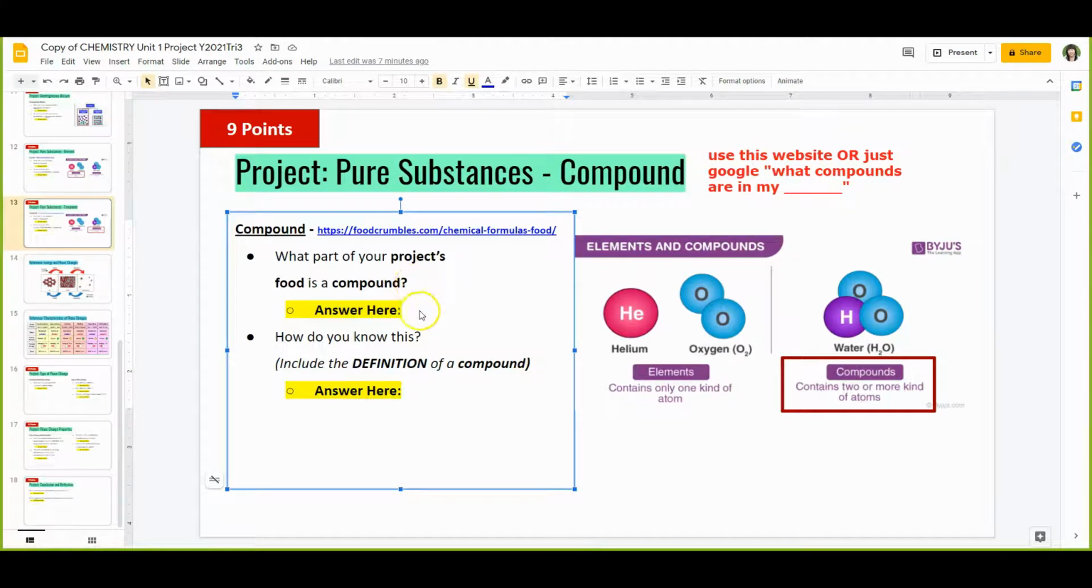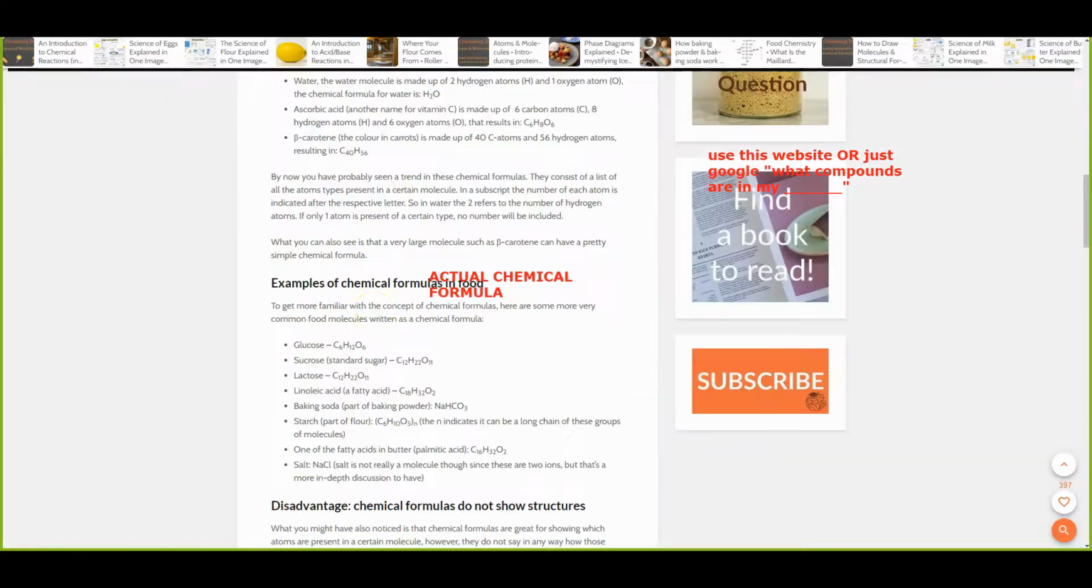So say what part of your food is a compound. Make sure to give the actual chemical formula, right? Like we were talking about, H2O, C12H22O11, beta carotene, C40H58, salt, NaCl, etc., etc.